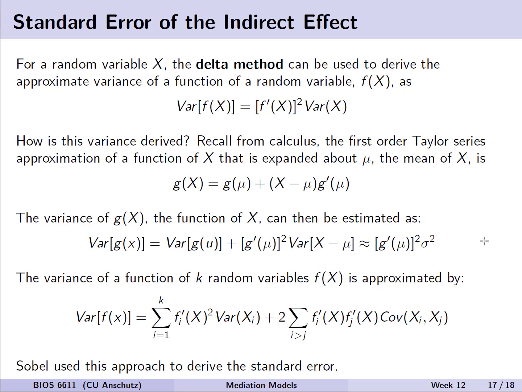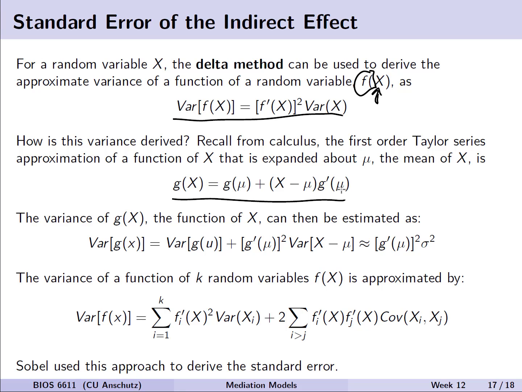So for example, we wrap our random variable x here in some function f of x. The delta method suggests that, for instance, the variance of f of x is equal to the first derivative of that function, f with respect to x squared, times the variance of that random variable x. How is this variance derived in practice then? Well, from calculus, we can note the first order Taylor series approximation of a function f(x) that is expanded around mu, its mean, would be equal to this in that first order Taylor approximation.